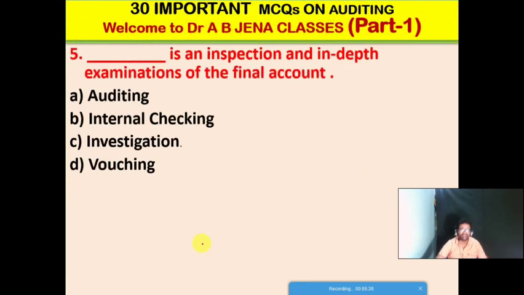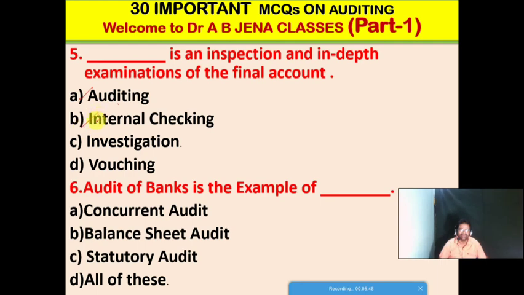Next MCQ: which is an inspection and in-depth examination of a final account? A, auditing. B, internal checking. C, investigation. D, vouching. Friends, C is the right option for this MCQ. Investigation is an inspection and in-depth examination of the final accounts of the business organization. So C is the right option.